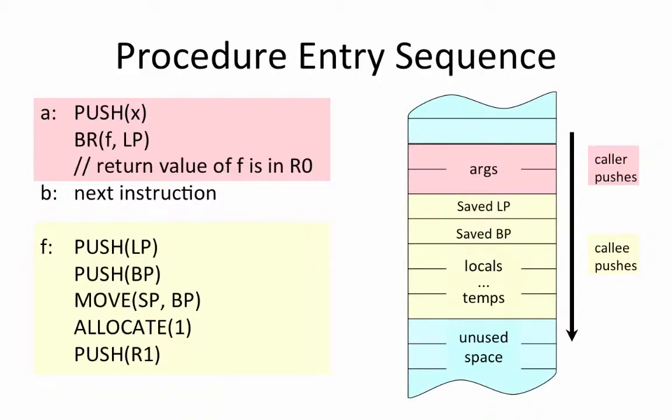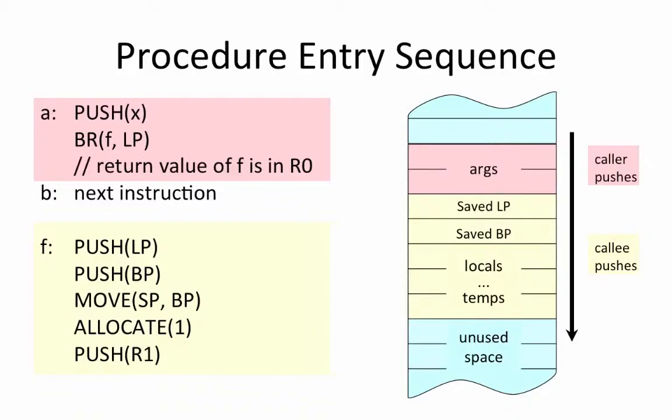The BR instruction branches to label F after storing the return address, which is B, into the LP or linkage pointer register. In yellow, we see the entry sequence for the procedure. The structure of this entry sequence is identical for all procedures. The first thing it does is push LP, which pushes the LP register onto the stack immediately after the arguments that were pushed onto the stack by the caller.